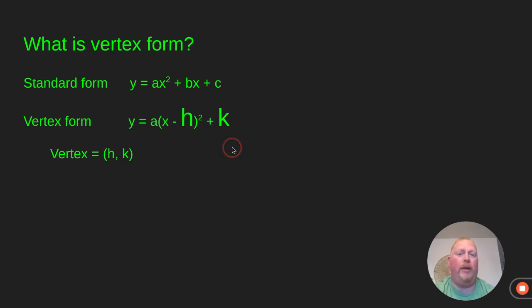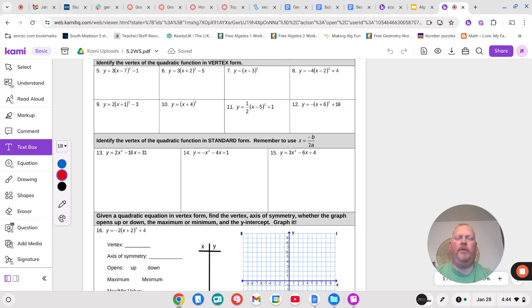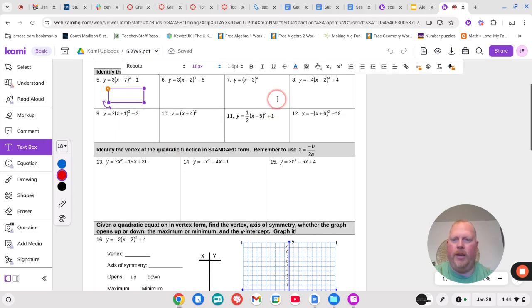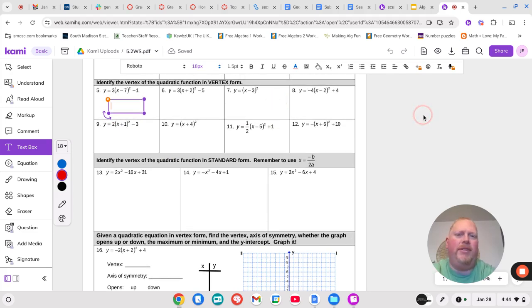So what we're going to do right now is take a look at some examples and how we can just look at the equation and immediately know what the vertex is. So here's a worksheet I found online. You might want to write some of these examples down or just refer back to this video. The first section says identify the vertex of the quadratic function in vertex form. So the first one: y equals 3 parentheses x minus 7 squared minus 1.